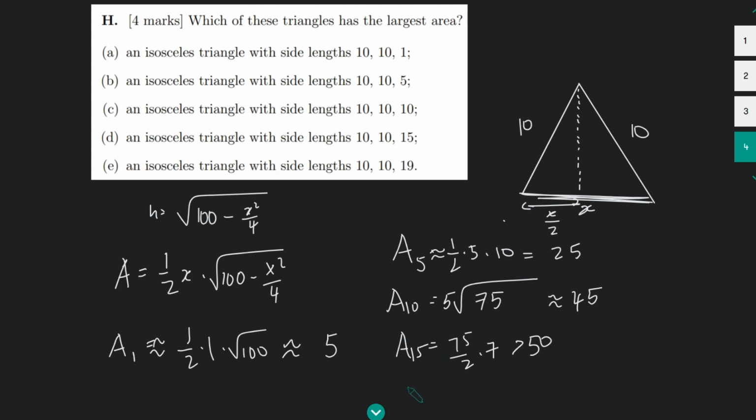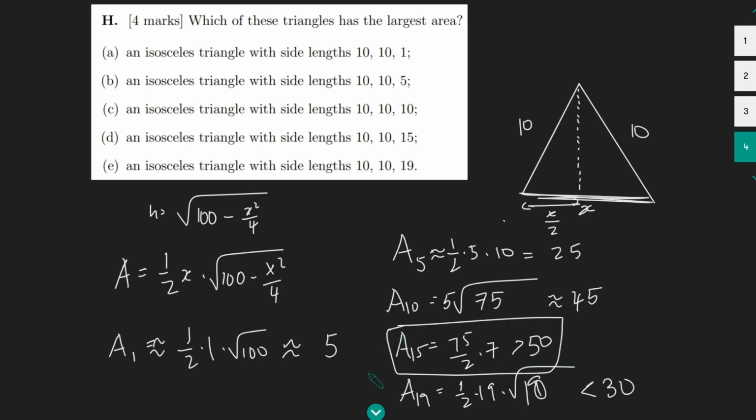How about A19? Well, A19 is going to be a half times 19 times the square root of 100 minus 19 squared over 4. Well, 19 squared is 361. If I divide that by 4, that's roughly 90. 100 minus 90 is 10, so root 10, and that's about 3-ish. So this is roughly half times 19 times 3, and so this is going to be 57 over 2-ish, but that's definitely less than 30. So it looks as if this guy here is the biggest. So A15, so the answer is going to be D here.